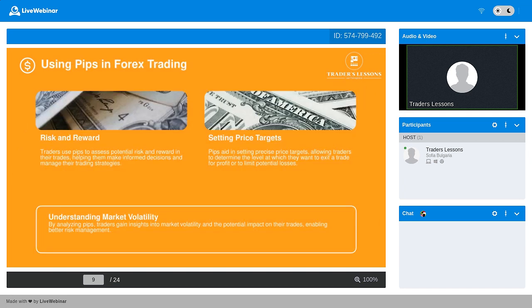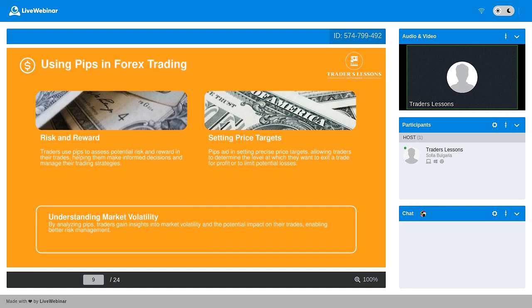Using pips in forex trading: risk and reward. Traders use pips to assess potential risks and rewards in their trades, helping them make informed decisions and manage their trading strategies. Meaning, if you open a position for a product with 10 pips of difference between the buy and the sell, a 10 pip spread, you should expect at least a 20-30 pip movement in your direction, up or down, depending on what you took, before you start generating some real, reasonable profit. Everything up to the 10th pip is covering only the spread.